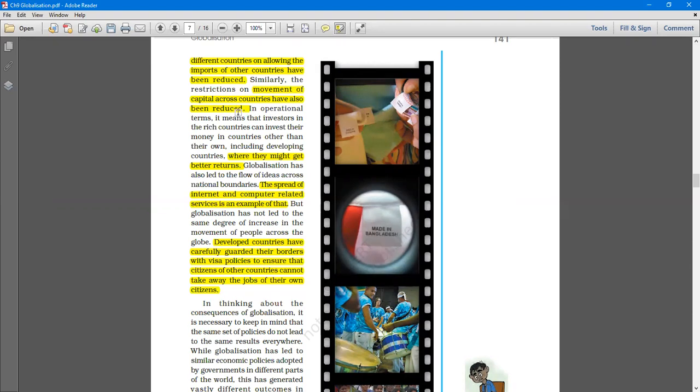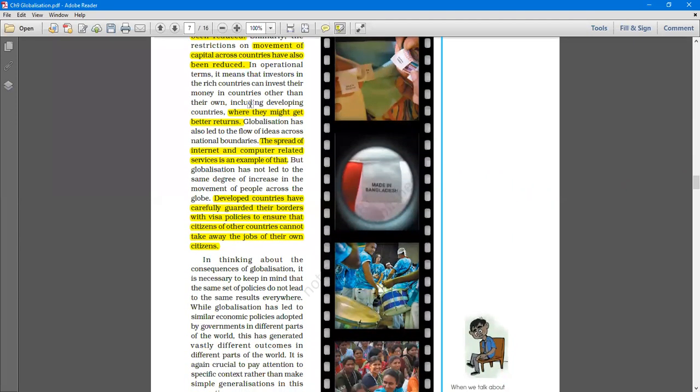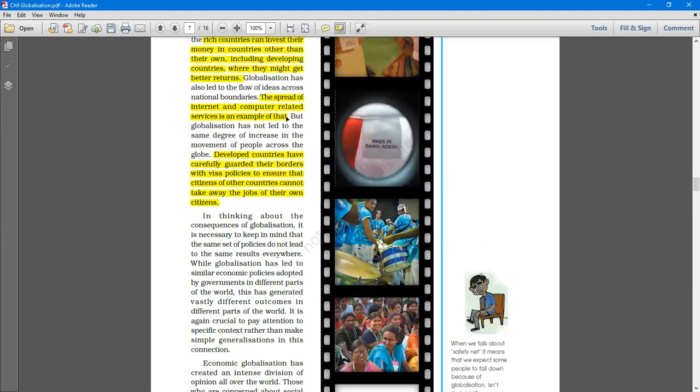The movement of capital across countries has also been freed from restrictions. The restrictions on capital flow and foreign investment have also been removed. These are a kind of symbol of how globalization is taking pace and moving very fast. The countries are adopting certain measures and steps which are helping the process of globalization. In operational terms, it means that investors in rich countries can now invest money in countries other than their own, including developing countries, where they might get even better returns because they find the cost of production very low in these countries.